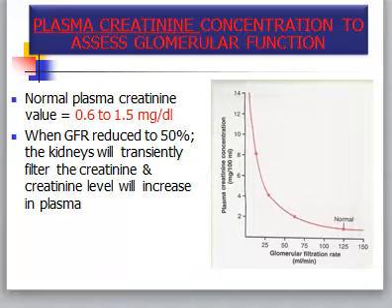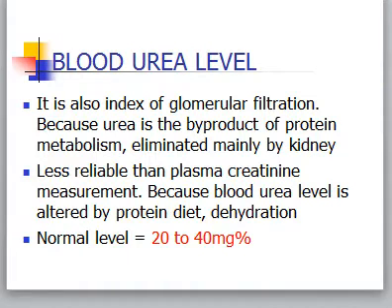The next slide is the blood urea level. It is also an index of glomerular filtration because urea is a byproduct of protein metabolism eliminated mainly by the kidney. It is less reliable than plasma creatinine measurement because the blood urea level is altered by protein diet and dehydration. The normal blood urea level is 20 to 40 milligram percent.